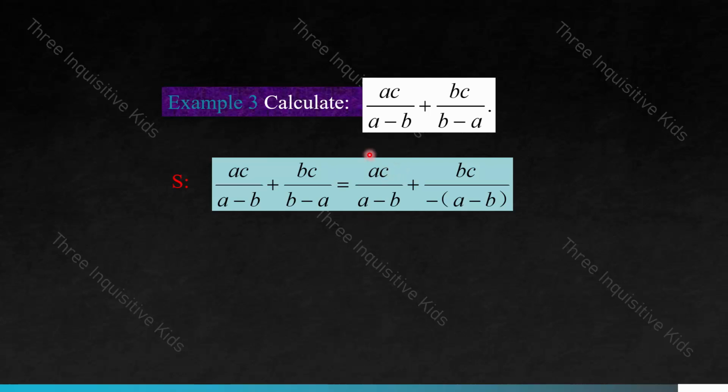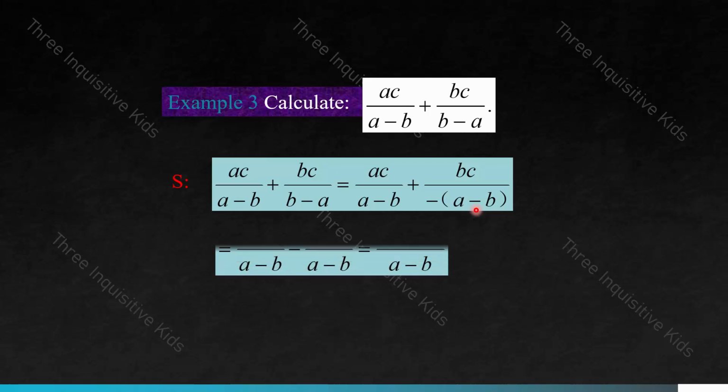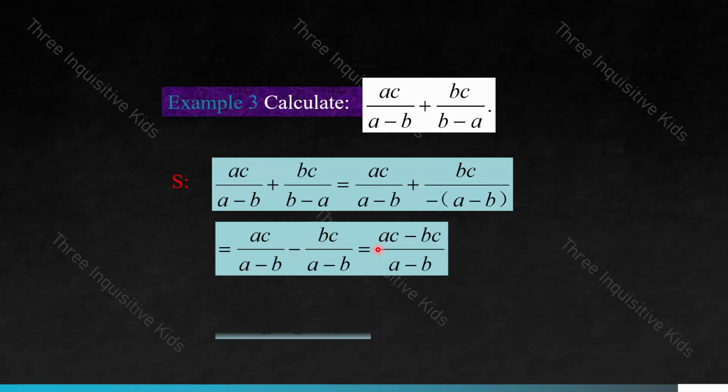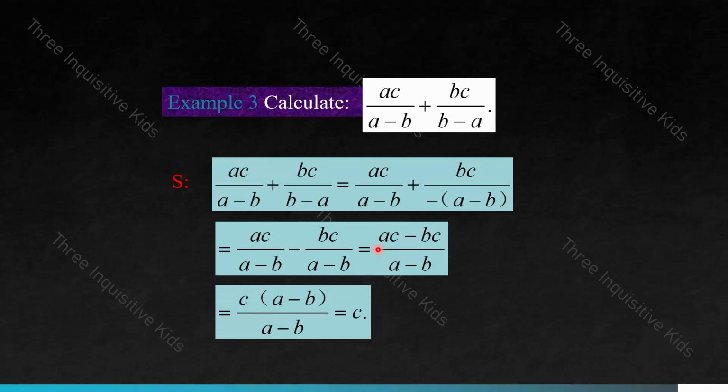You can turn it into AC over A minus B plus BC over negative A minus B. B minus A is really negative 1 times the difference of A and B. So that just equals AC over A minus B minus, see how the operation changed from plus to minus, BC over A minus B, and then now you can simplify, and your final answer should be C. But the key point is here, where you change the addition sign into the subtraction sign, but the sign of your denominator changed as well.